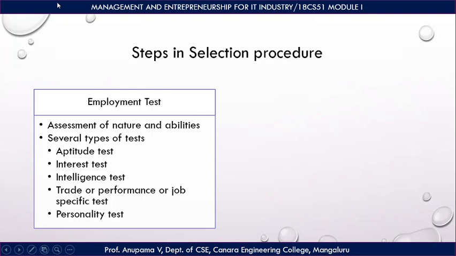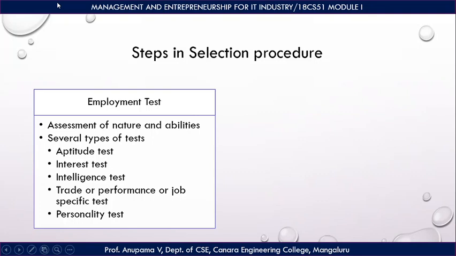There are several types of tests that are used in the selection procedure. More commonly used employment tests are aptitude test, interest test, intelligence test, trade or performance or job specific test, and personality test. Aptitude test measures the applicant's capacity to learn the skill required for a job. It helps in finding out whether a candidate is suitable for a clerical or mechanical job.